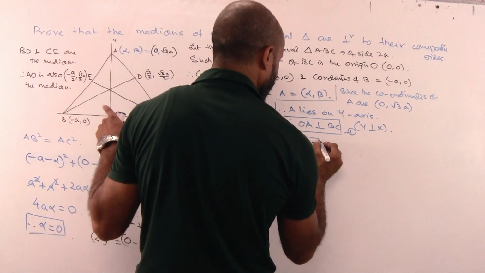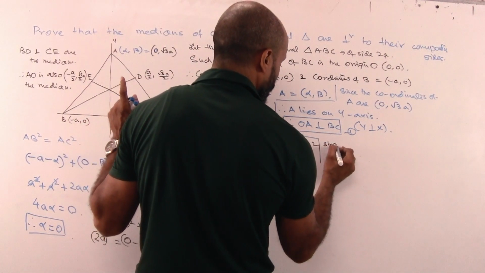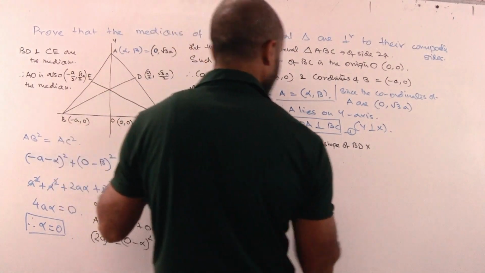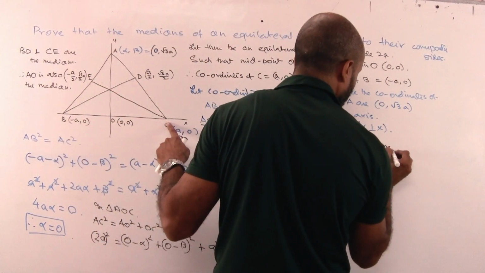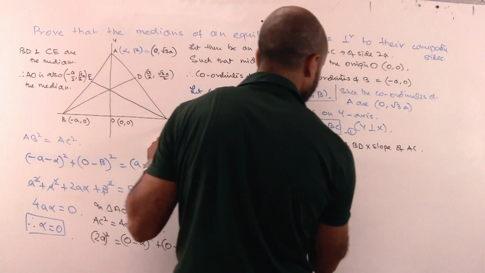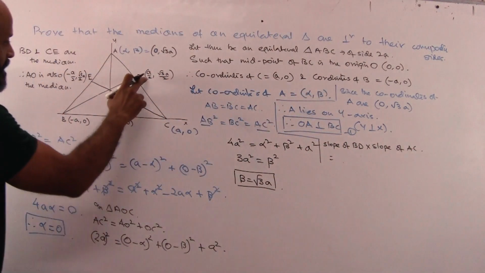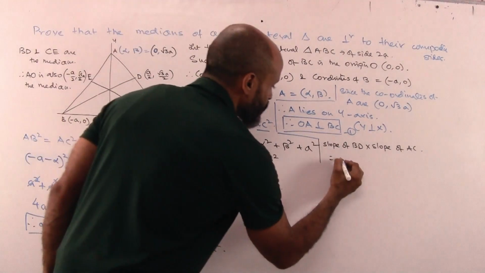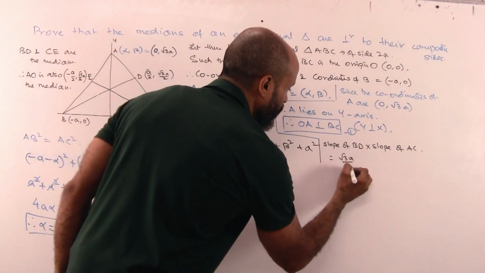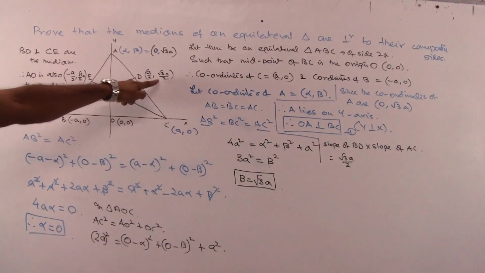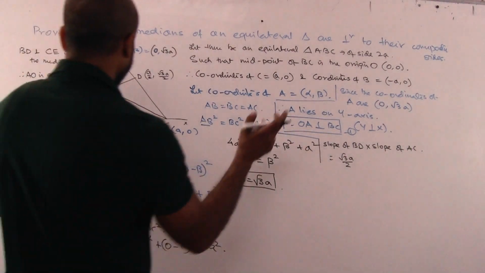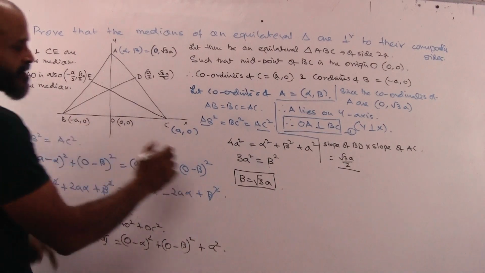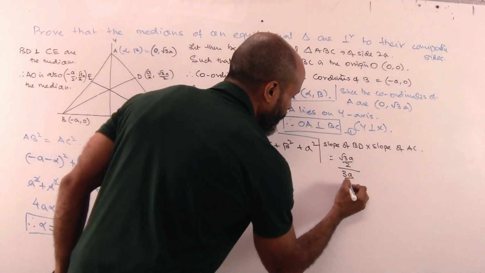So slope of BD, what will this be? Slope of BD into slope of AC. Slope of BD is y2 minus y1 upon x2 minus x1, that is under root 3a by 2 minus 0, upon a by 2 minus minus a, so that will be 3a by 2.